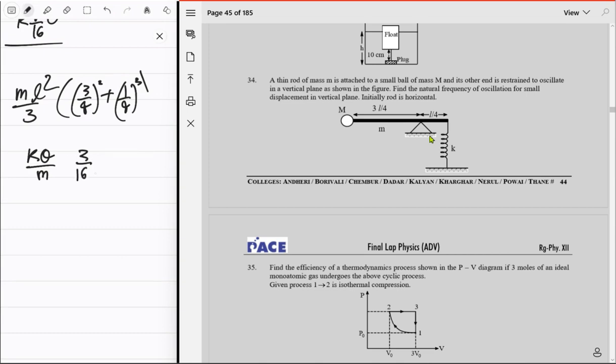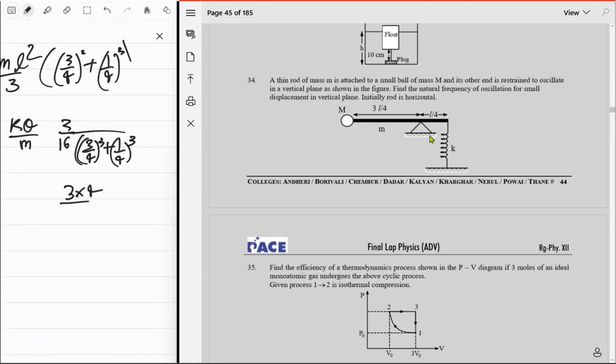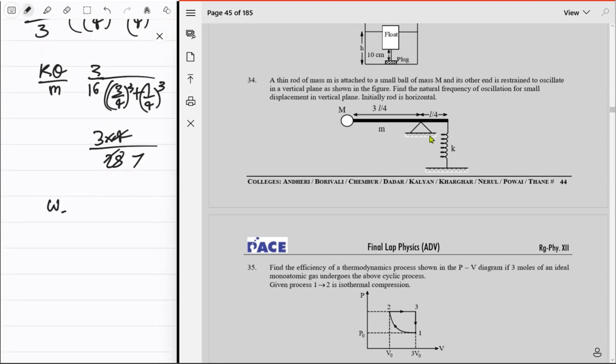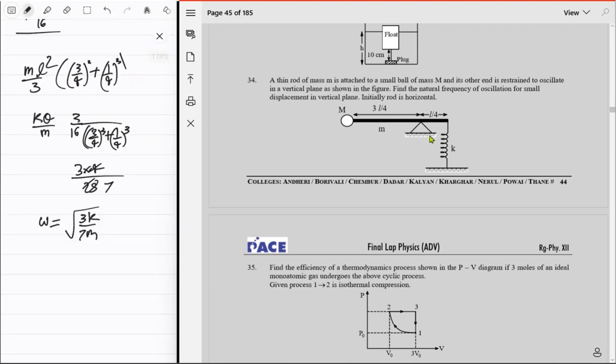3 upon 16, and then in division we just have 3 upon 4 squared, you know, 16... oh no, it's cube. Upon 4 cube plus 1 upon 4 cube. Upon 4 cube, it will be just 3 times 4 upon 3, which is 27 plus 1, just 28, right? So this will just be 3 upon 7. Got it. Just 3k upon 7, okay, so omega is just equal to the square root of 3k upon 7, I believe.